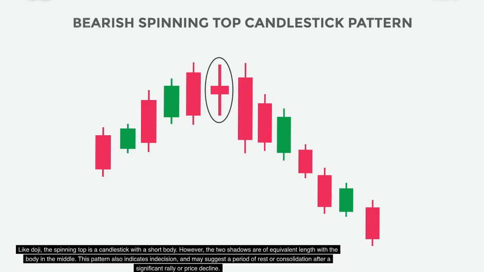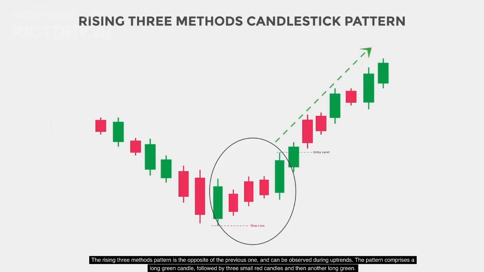Like doji, the spinning top is a candlestick with a short body. However, the two shadows are of equivalent length with the body in the middle. This pattern also indicates indecision, and may suggest a period of rest or consolidation after a significant rally or price decline. The rising 3 methods pattern is the opposite of the previous one, and can be observed during uptrends.